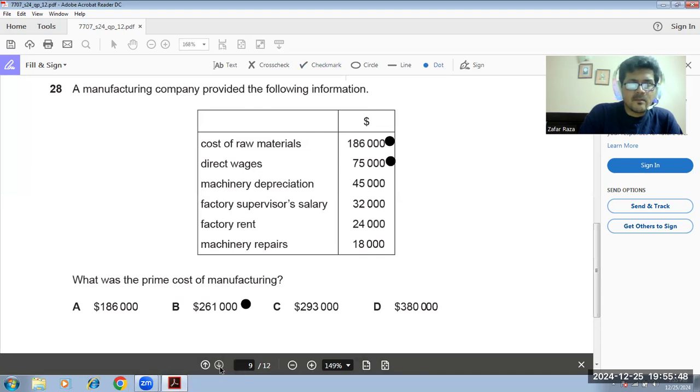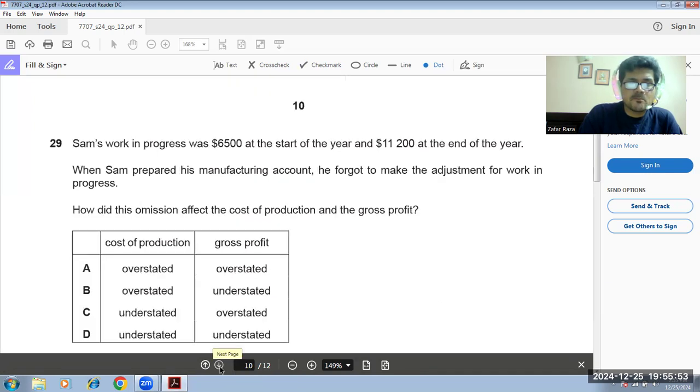Prime cost means direct material, direct labor, and direct expenses. Sam's work in progress is 6,500 at the start of the year and 11,200 at the end of the year. Work in progress opening inventory is 6,500, closing inventory is 11,200. When Sam prepared his manufacturing report, he forgot to make the adjustment of work in progress.